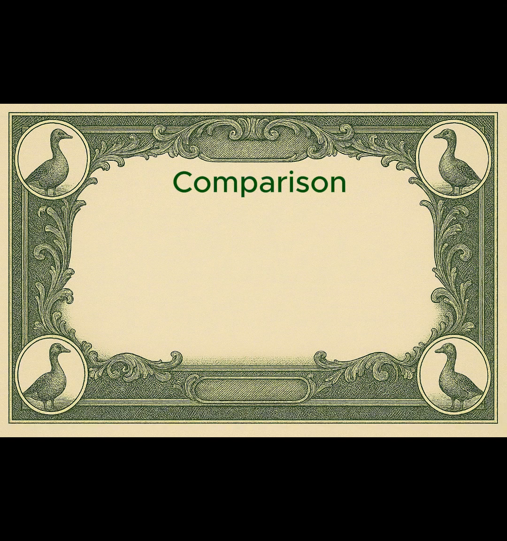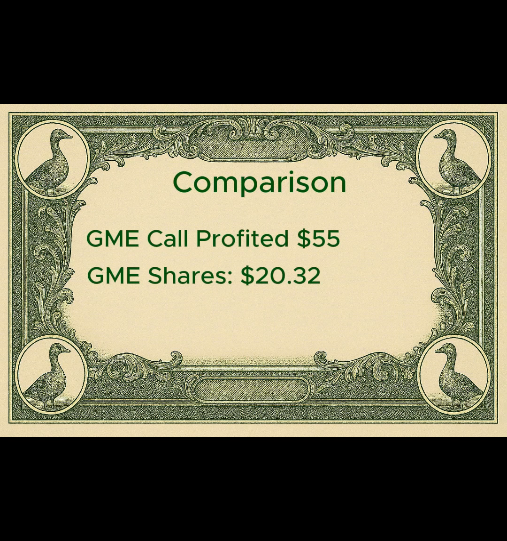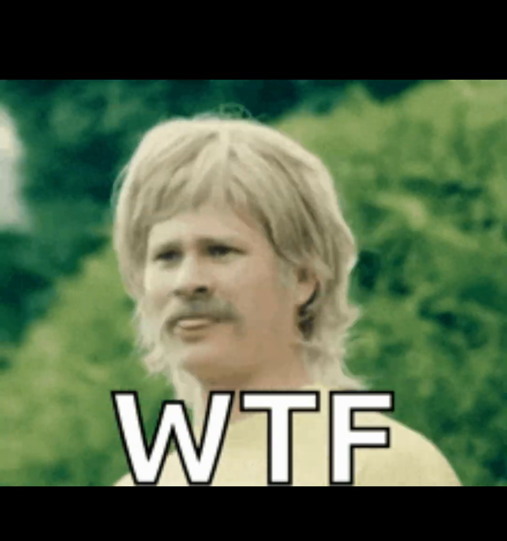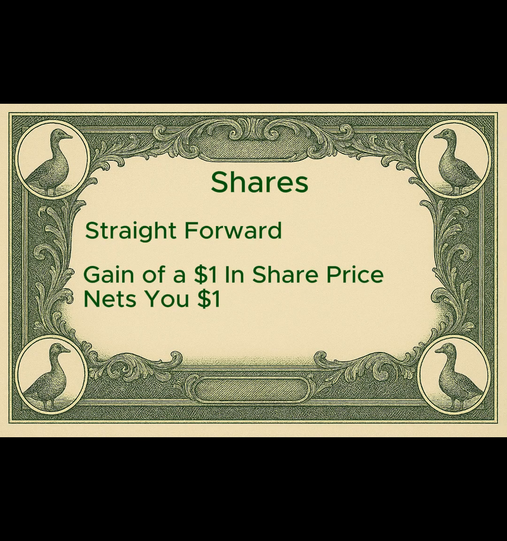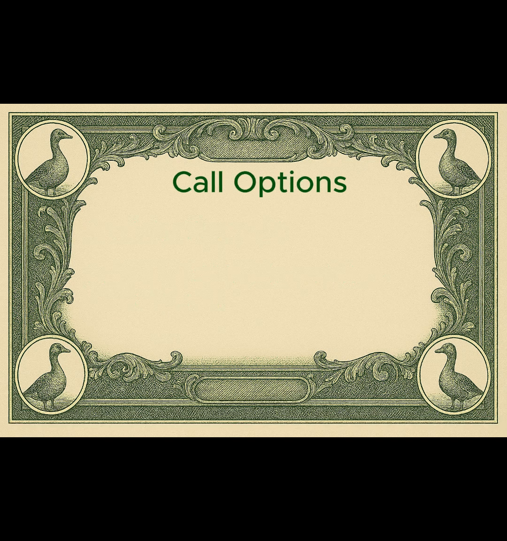So let's compare the two. The call netted me $55 and the shares would have netted me $20.32. Now I know what you're thinking. But this is where the magic of options is on display. With the shares, it's pretty straightforward. The share price goes up $1 and you make $1 based off how many shares you have. But with call options, you gain value in different ways.